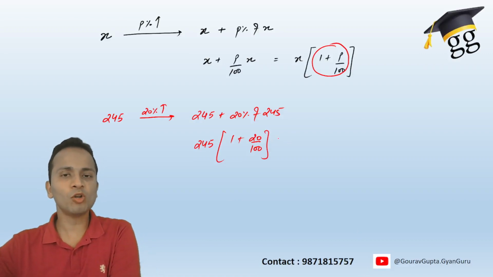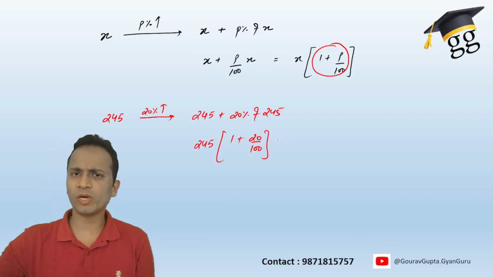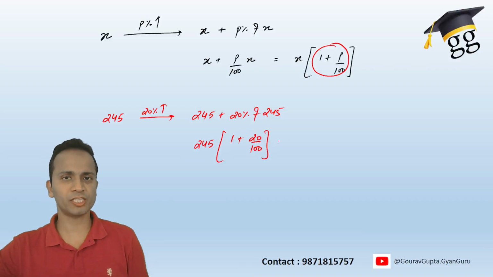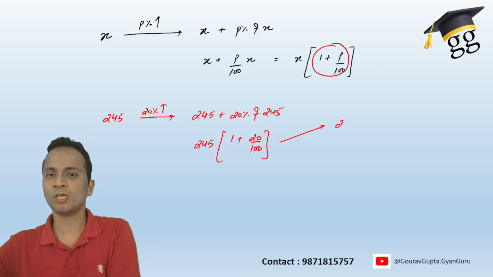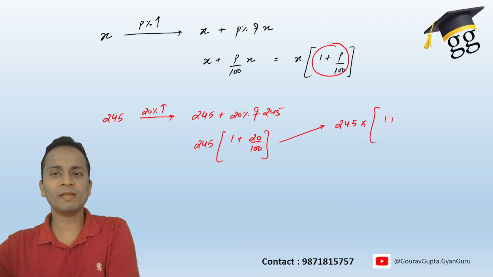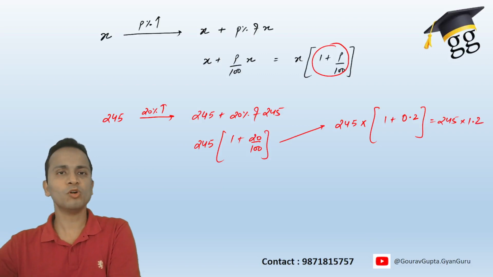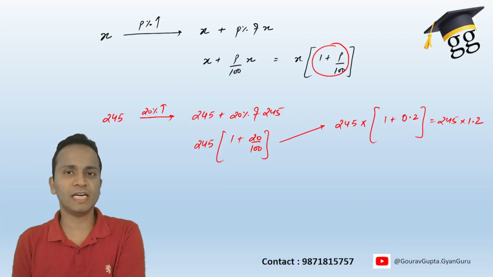नाउ 20 अपॉन 100, अब इसको डेसिमल में कन्वर्ट कर सकते हो या फ्रैक्शन में कन्वर्ट कर सकते हो. सो फर्स्ट इज, अगर मैं इसको डेसिमल में कन्वर्ट करता हूं, सो 245 मल्टीप्लाइड बाय 1 प्लस 20 अपॉन 100 will become 0.2. Okay, so 245 multiplied by 1.2 will be the final expression of the answer.